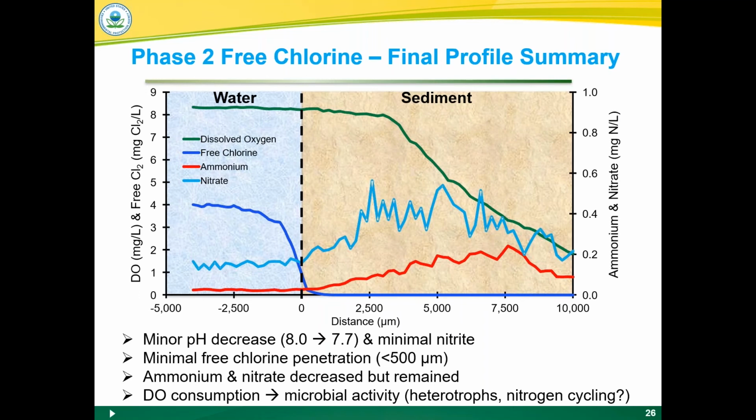So again, in a real system, you switch over to free chlorine thinking you've gotten all the ammonia out of the system, and that you're going to shut down nitrification, but if you've got some sediment in there, at the lower levels of that sediment, it still might be going on.